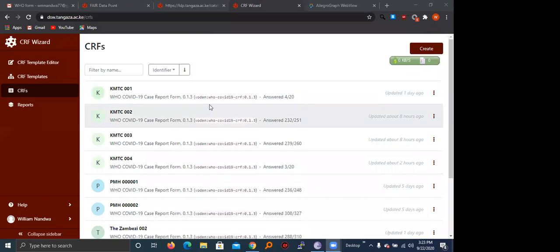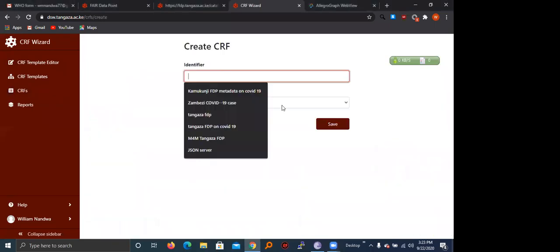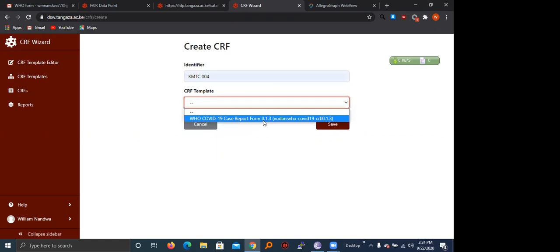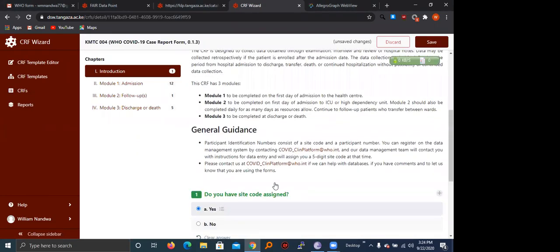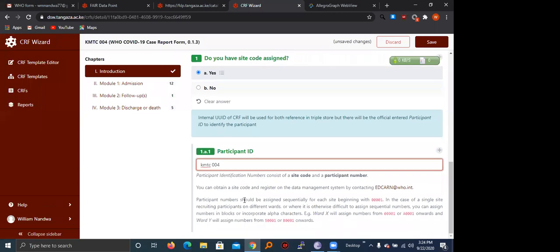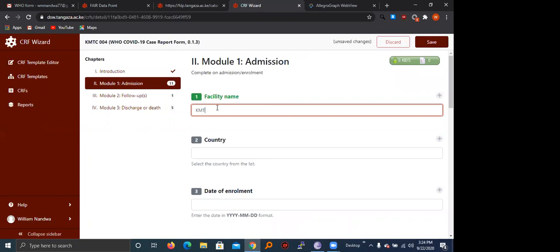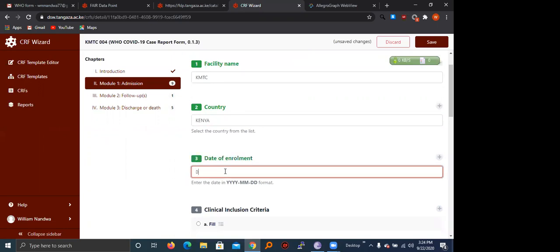Sorry. So these are the CRFs that we have created from the data that we have collected. I will just do a short demo here. For the KMTC, we are using the template from WHO. Then we assign the code KMTC. To create a file usually takes about 10 minutes to complete. Then the admission will fill in: the country is Kenya. Date of enrollment.